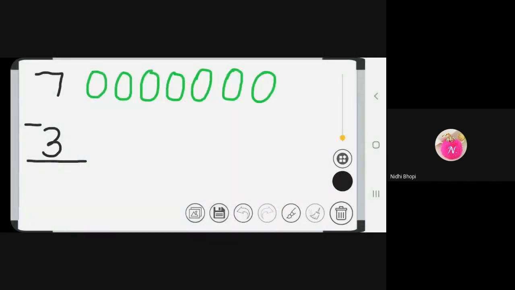Here is the number 3, so we will cut 3. 1, 2, 3. Now we will count the remaining oval shapes: 1, 2, 3, 4. How many? 4. So we will write the number 4 over here. Okay? Aisha and Virat, now you're going to tell me.